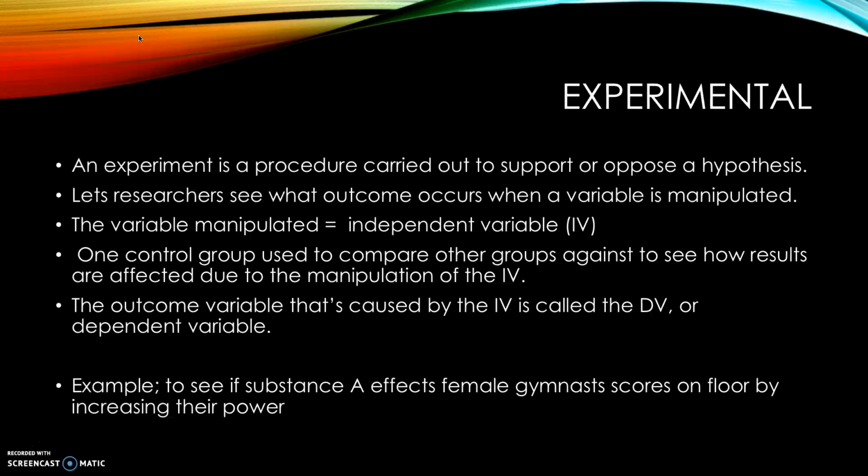An example of an experimental case study would be seeing if substance A affects female gymnast scores on floor by increasing their power. This is experimental because there is a control group who have a placebo of the substance and then an experimental group that take the actual substance, and the researcher compares the two sets of data to see how the substance affected their power and scores on the floor.